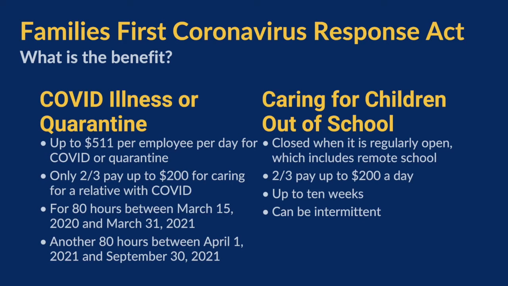If you're caring for children out of school, you get 2/3 of your pay, up to $200 a day, for up to 10 weeks. The definition is that your school or childcare provider is closed when it is regularly open. This includes remote school. Many people in spring of 2020 had to go through remote school, and the time you were spending on it is eligible. This can be up to 10 weeks.